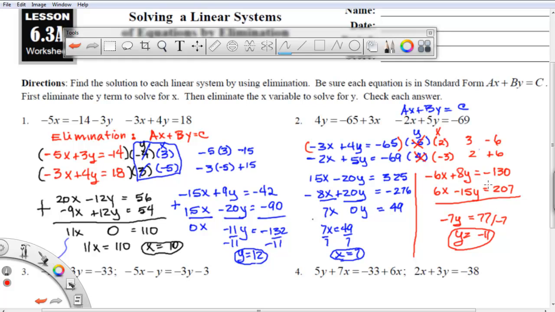Alright, so that's how we use elimination. So why don't I go ahead and pause the video. If the substitute wants to pause the video and let you finish copying down that problem, that would be great.